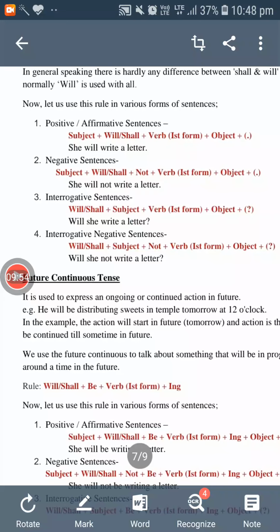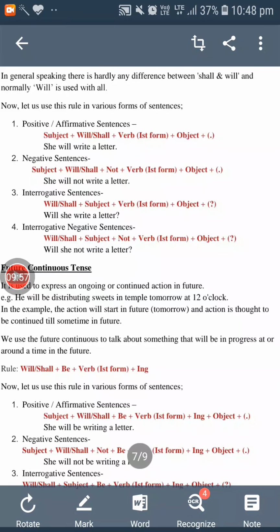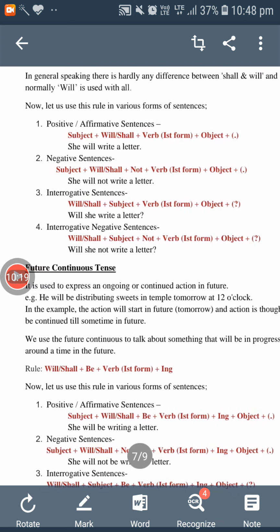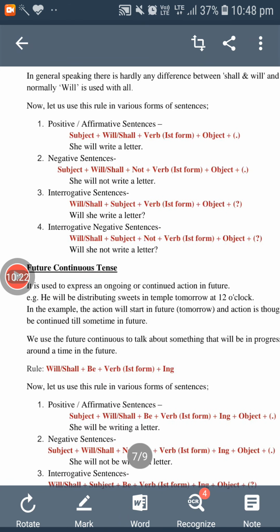In general speaking, there is hardly any difference between shall and will, but will is used with all. In positive sentences: subject plus will/shall plus first form of the verb plus object. In negative sentences, we use shall and will with subject plus not plus first form of the verb plus object. With interrogative: will/shall plus subject plus verb plus object. Interrogative negative sentence: will/shall plus subject plus not plus verb first form plus object.